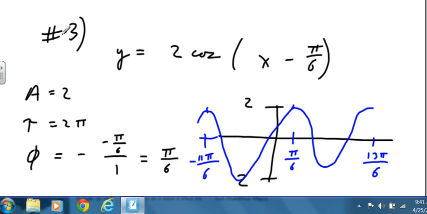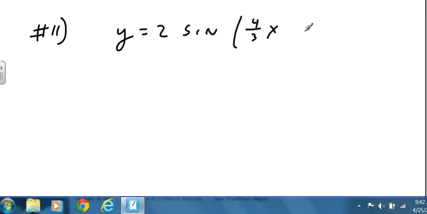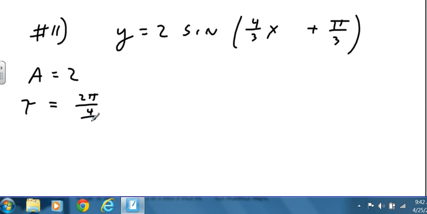So next we're going to do number 11. Okay, so I've got y is equal to 2 sine of 4 over 3 x plus pi over 3. All right, well, my amplitude is 2. My period is 2 pi divided by 4 over 3. What's that going to be? 3 over 2 pi, right?